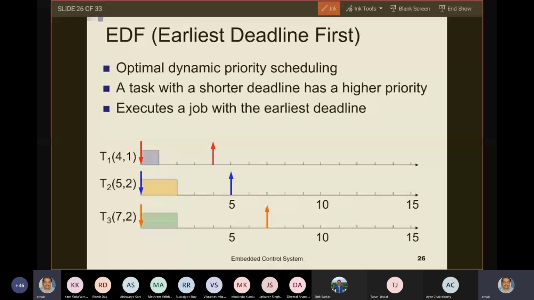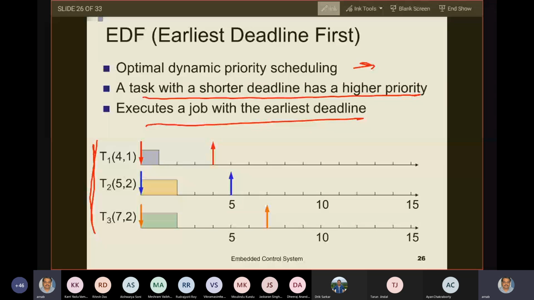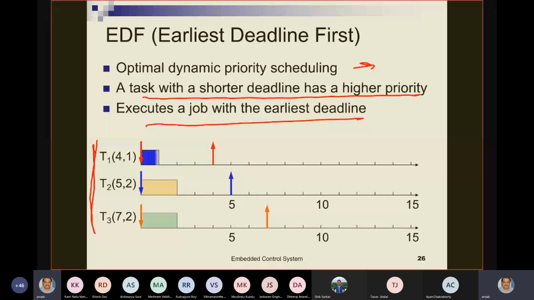Okay, so what does it say? The task with a shorter deadline has a higher priority and executes the job with the earliest deadline first. Now we are given the same set of tasks as we got for rate monotonic, and let us see what happens. The first task executes because task 1 has the shortest deadline: 4, 5 and 7. 4 is the earliest deadline, 5 is the next, 7 is the latest. So task 1 has the highest priority and it executes. Task 2 fully executes. Why? Because when task 2 and task 3 are there, we see that task 2 has the earlier deadline, even at time 2.